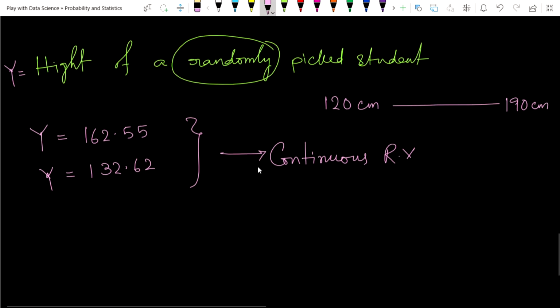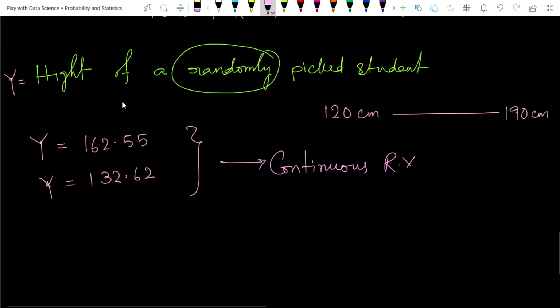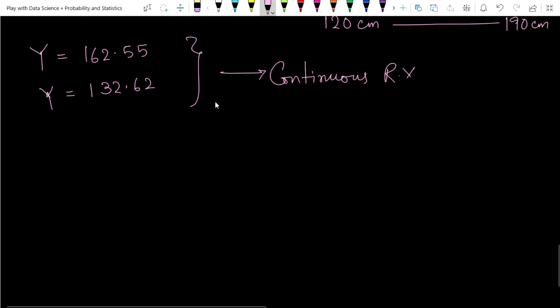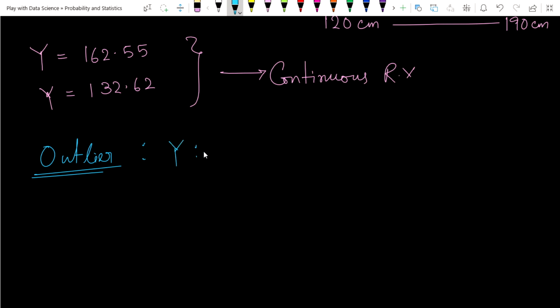And in this concept of random variables, there is a very important concept we need to find: the concept of outlier. So why are these things important? Suppose we are doing an experiment, such as measuring the height of a student.